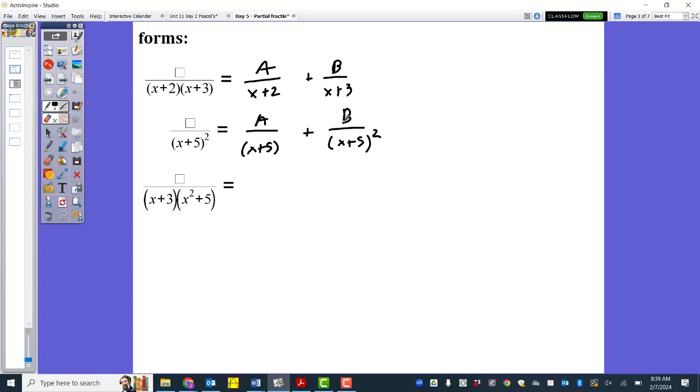And the next one is when you have a polynomial that's a bigger power.